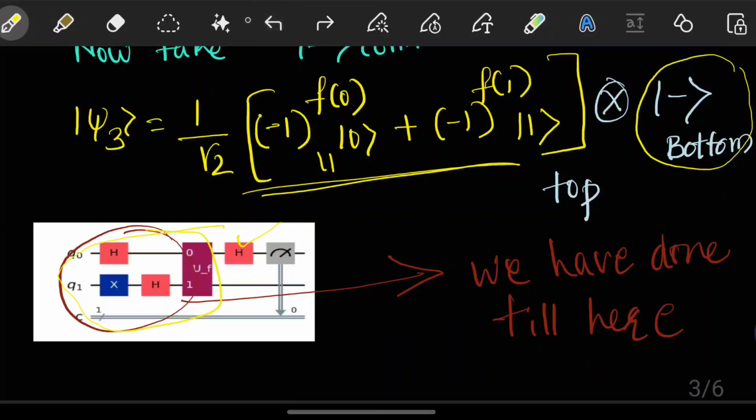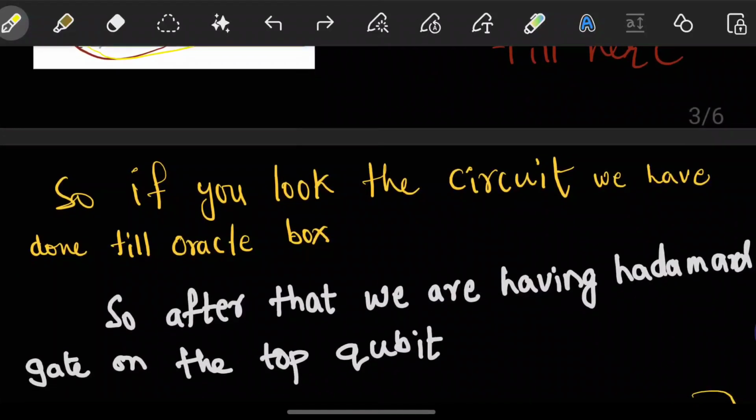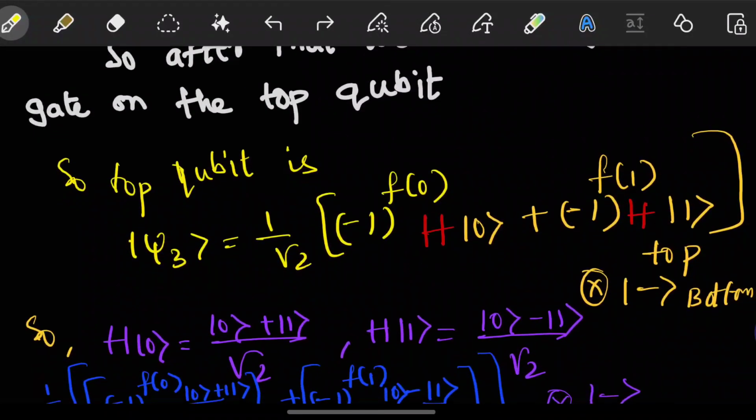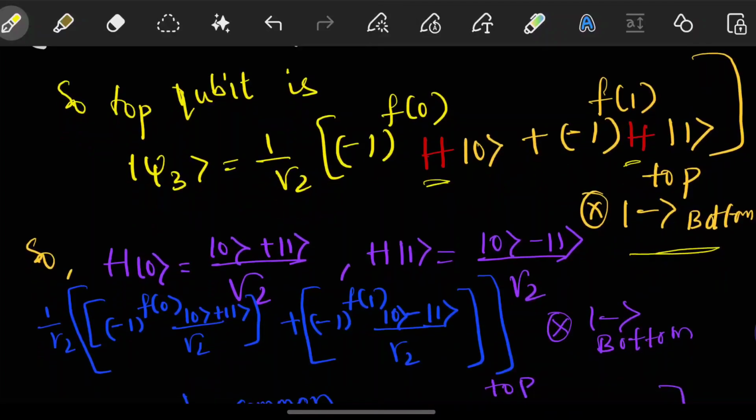So in the next step, I have done that. If you look here, I have integrated Hadamard and the bottom remains the same. Don't think about the bottom. You just need to focus on the top, because the bottom qubit is a helper qubit that we call an ancilla. So I think that part is clear.